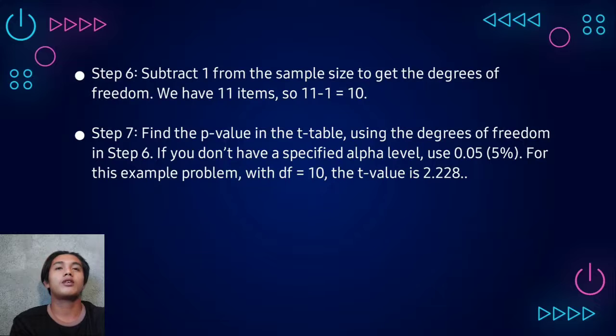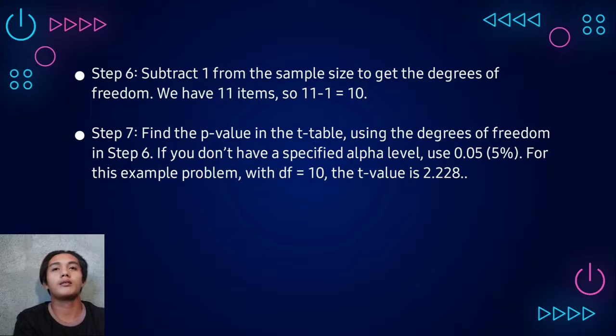Then, step 6. Subtract 1 from the sample size to get the degrees of freedom. We have 11 items, so 11 minus 1 is equal to 10. Yan, ang degrees of freedom gagamitin natin yan sa pagtingin natin ng p-values sa ating table. So, ang formula ng degrees of freedom is df is equal to n minus 1. Ang n natin is equal to 11, so minus 1 is equal to 10. df is equal to 10.